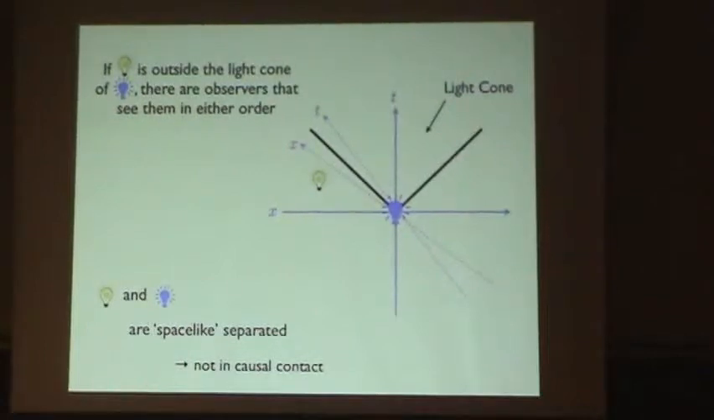The word we use for this is that the yellow and blue light bulb events are space-like separated, because they're not really separated in time. One can happen earlier to one person, or the other can happen earlier to the other person. But they are definitely separated in space. So these two events are not in causal contact. Nothing that happens here can affect what happens here.